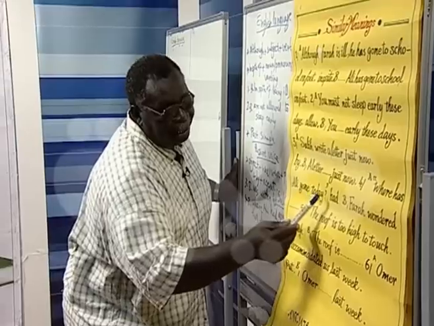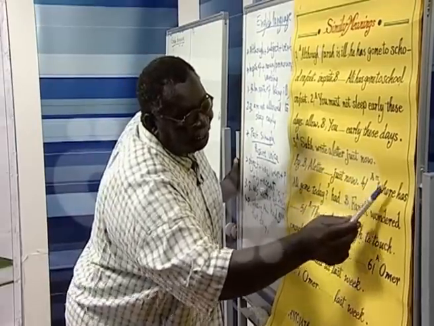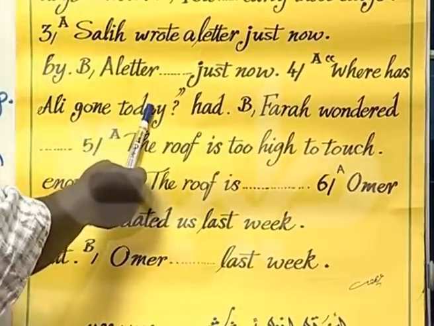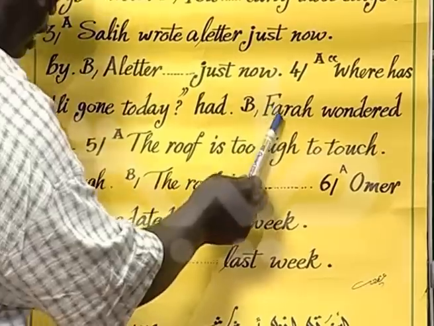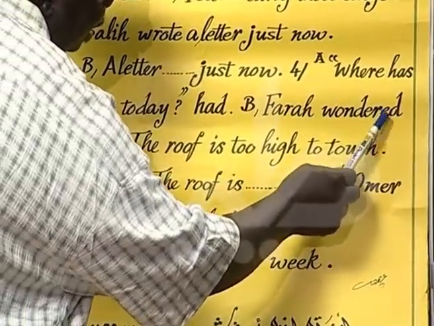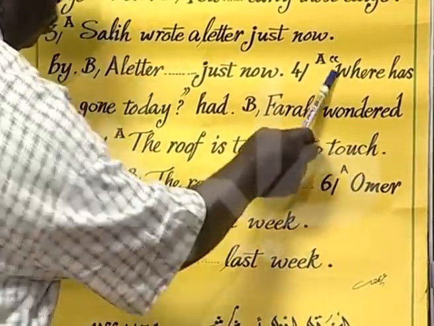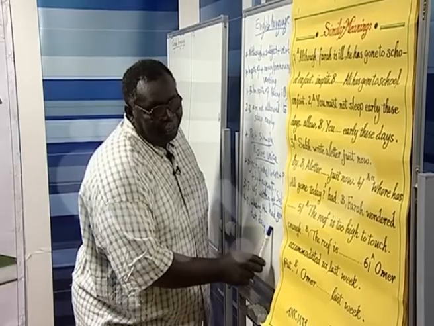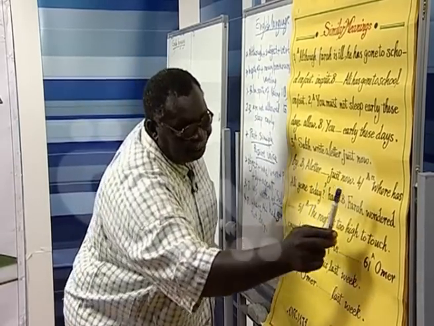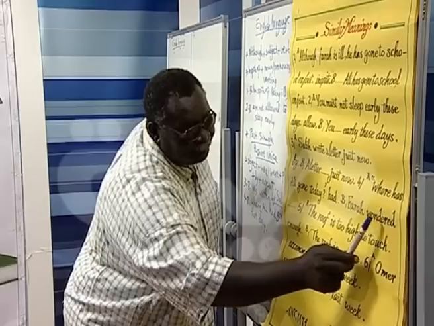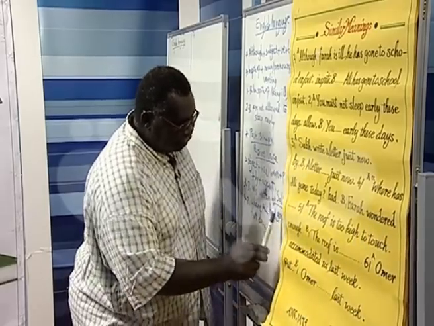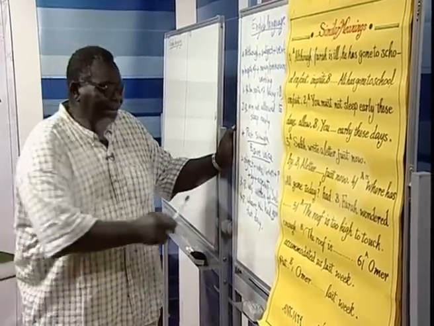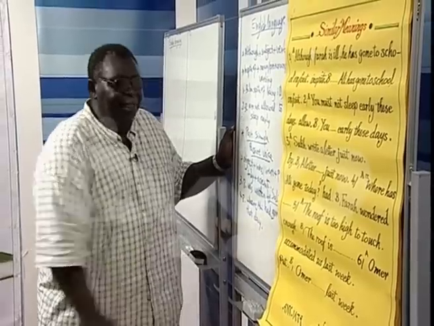Here we have, yes, it is very clear: Where has Ali gone today? This is a question, and this question is in the direct speech, مباشر. We have "had" in the margin. He has given us the beginning of sentence B. "فرح wondered," the reporting verb is in the past. So we are going to write the question "where," and then the subject, Ali. The present perfect must be changed into the past perfect because the reporting verb is in the past. So past perfect "had gone," and then "today" is going to be "that day." So the answer reads: فرح wondered where Ali had gone that day.